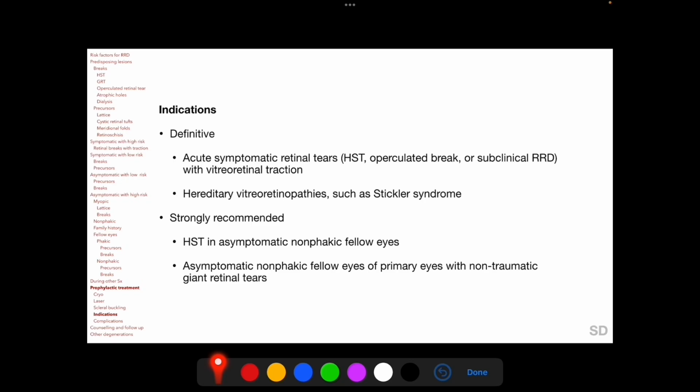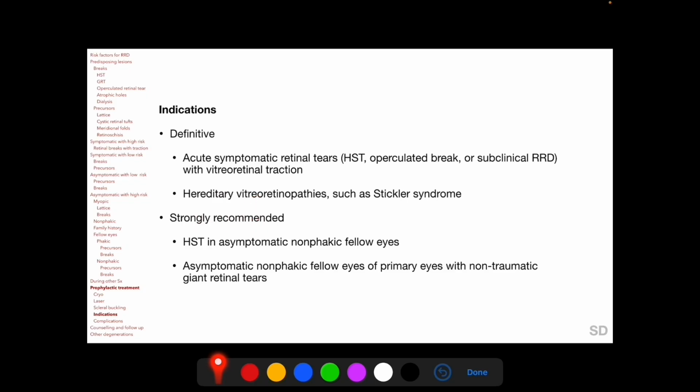This is probably the most important slide in this video. Definitive indications for prophylactic therapy include acute symptomatic retinal tears such as horseshoe tear, operculated break or subclinical RRD with vitreoretinal traction, and hereditary vitreoretinopathies such as Stickler syndrome.